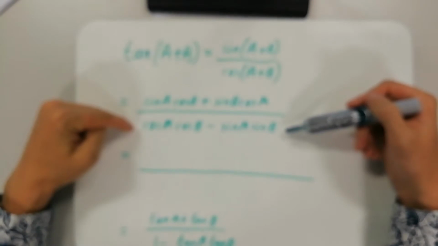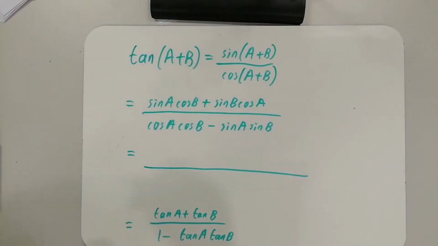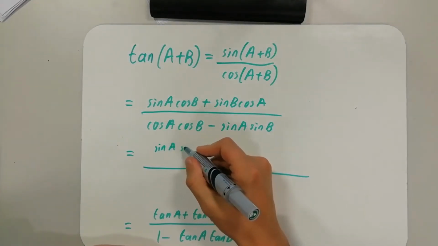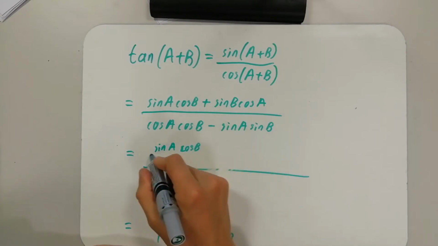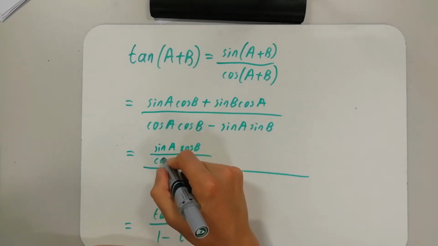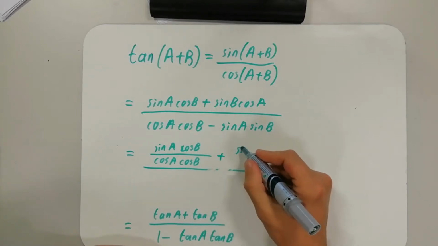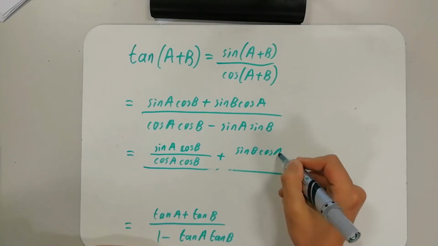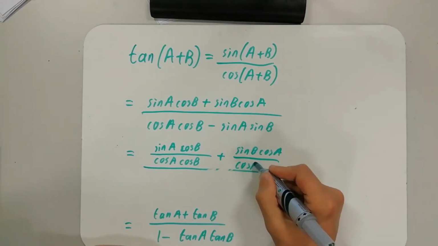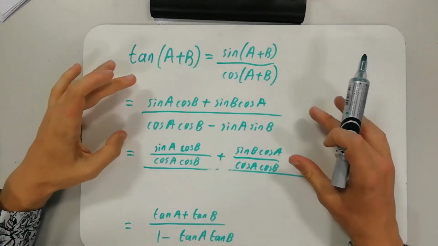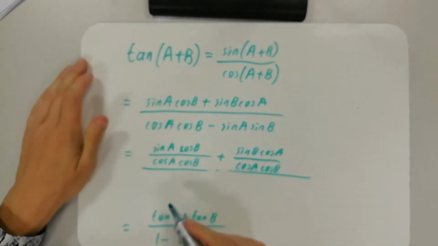Similarly for B. So what I'm going to do is divide the top of this fraction and the bottom of this fraction by cos B cos A. So here I'm going to have sine A cos B divided by cos A cos B plus sine B cos A over cos A cos B, and the same on the denominator. Remember, I'm not changing a fraction if I multiply top and bottom by exactly the same thing.